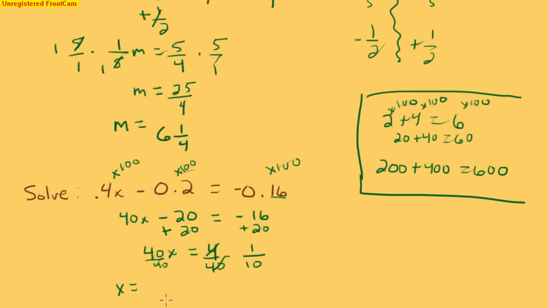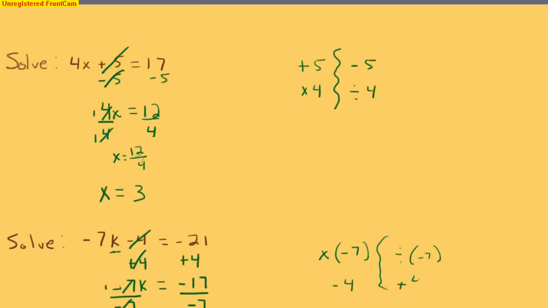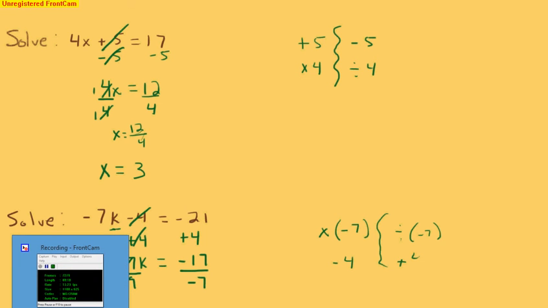1/10. We know that 1/10 is 0.1. Sometimes people like to multiply to get rid of the decimals, but you do not have to do that. So we are solving today. Nothing new. We've been doing this for a while, using our inverse operations to solve equations, isolate the variables.